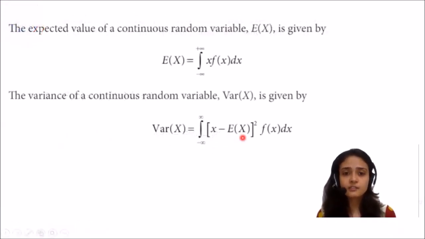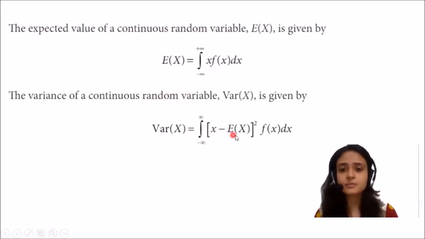So the expected value, it means the mean value of a continuous random variable. The formula is like this, that is x into PDF. The variance of a continuous random variable, the formula is given like this, that is x minus the mean value, the whole square, into f of x. That is my PDF.